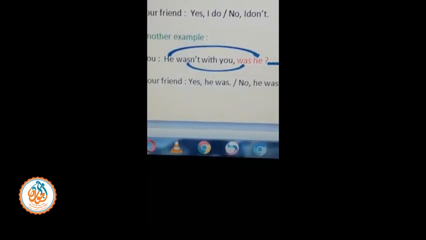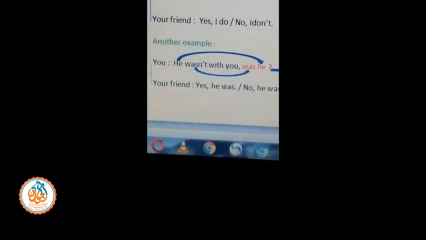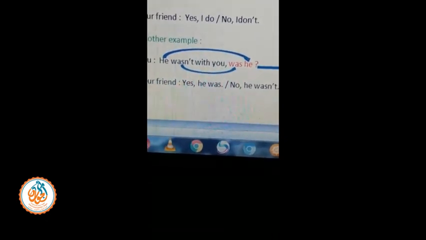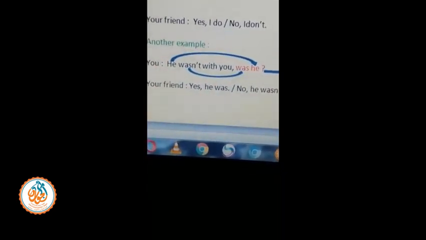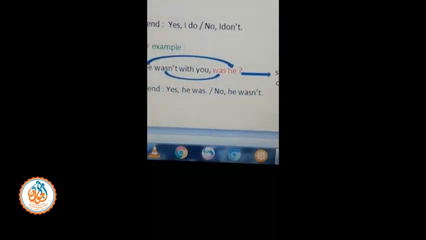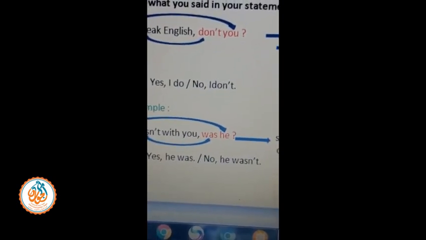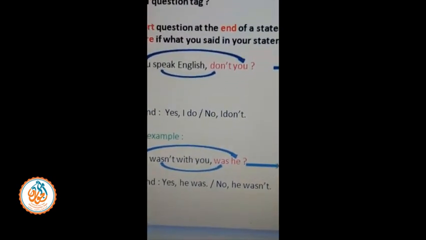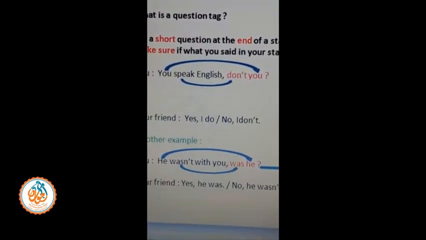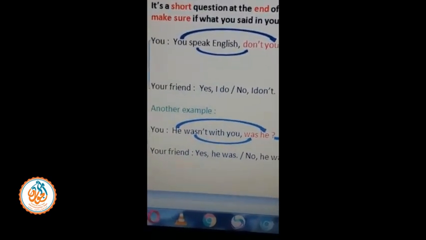Second example, he wasn't with you, was he? So you say he wasn't. You speak about someone. He wasn't with you, was he? This means you want your friend to confirm if what you said is right or wrong. Your friend can say yes, he was with us, so you are right, or no, he wasn't with us, so you are not right, what you said is wrong. This is what we mean by question tag. It's a short question, as we said in the lesson, a short question at the end of a statement. You use it to have confirmation or to make sure if what you said before is right or wrong.